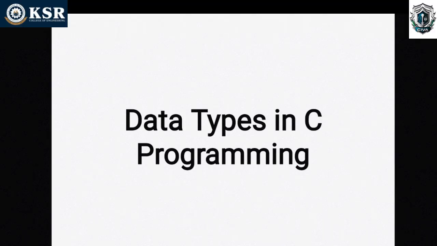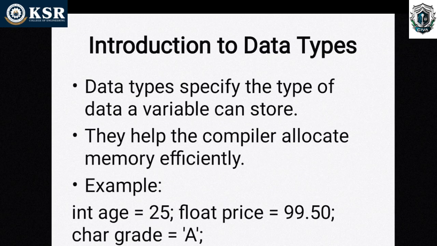Today, let's see the topic about data types in C programming. Before that, let's see what a data type is. A data type specifies the type of data a variable can store. They help the compiler allocate memory efficiently.